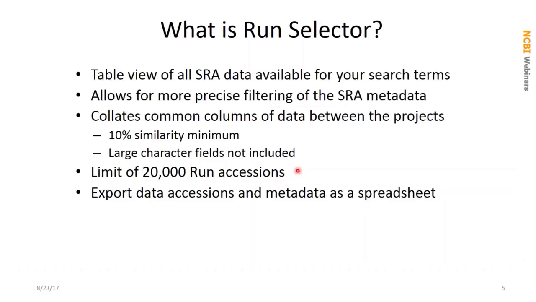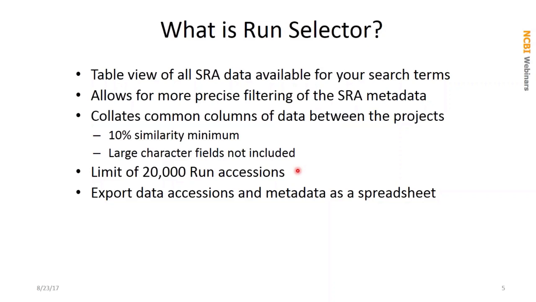Okay, what is Run Selector? This is a table view of SRA data available from your search terms, and we'll go through a demonstration of this after I've laid out the basics. This allows for more precise filtering of the SRA metadata. It collates the common columns of data between the projects. With a couple exceptions, there does have to be a 10% similarity between the data columns, and fields with a large number of characters will also not be included because it makes the table harder to read.